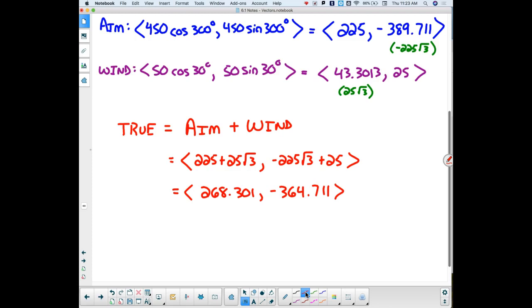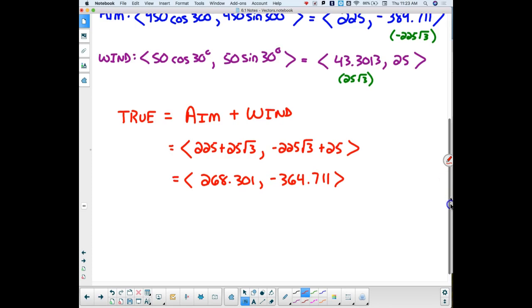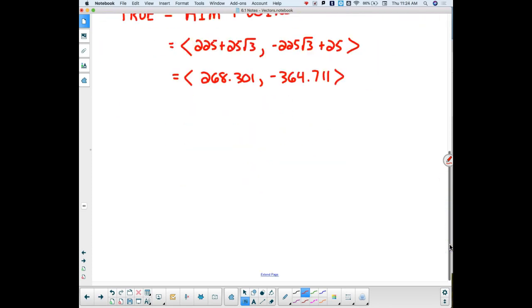Okay? Now, I'd love to say that we're done with this problem, but we're not. Because what do we need? We need the magnitude. Because the magnitude is the plane's velocity. So I need the magnitude here of my true.